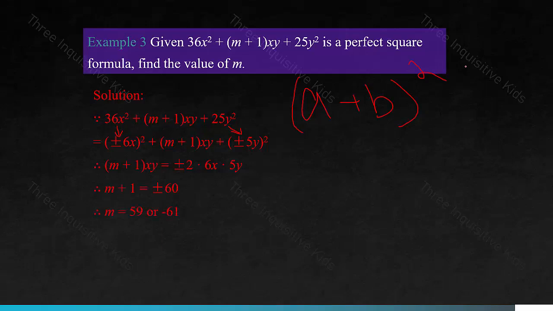m equals 59 or negative 61. In this case, a is positive or negative 6x and b is positive or negative 5y. In some math problems as you get older, there will be more than one answer, and most likely one is positive and one is negative.